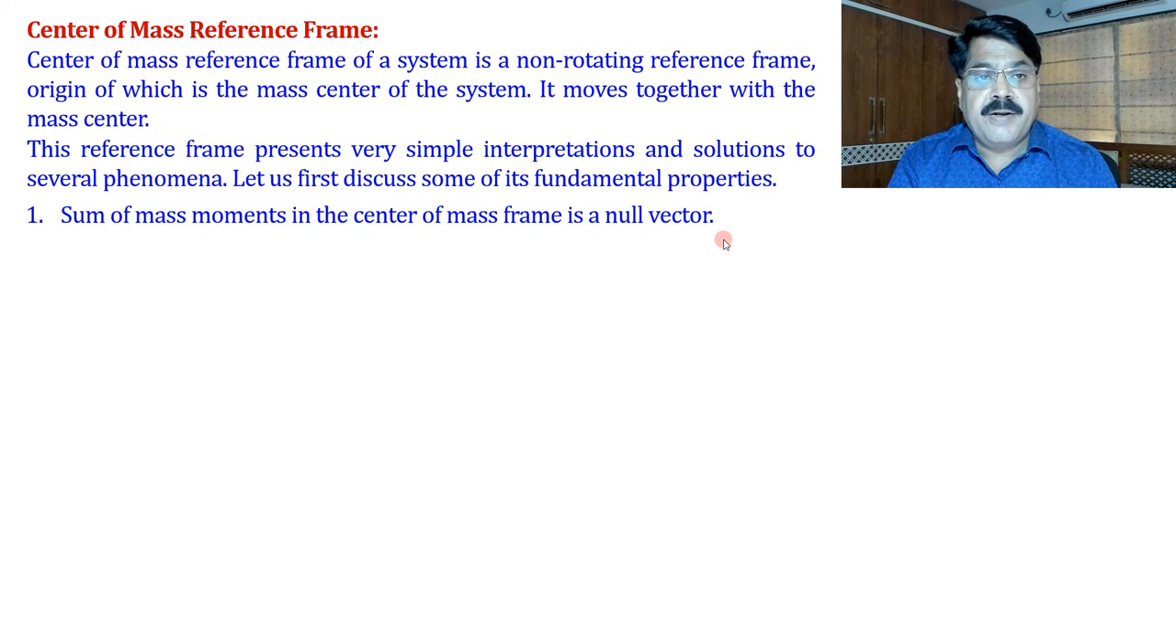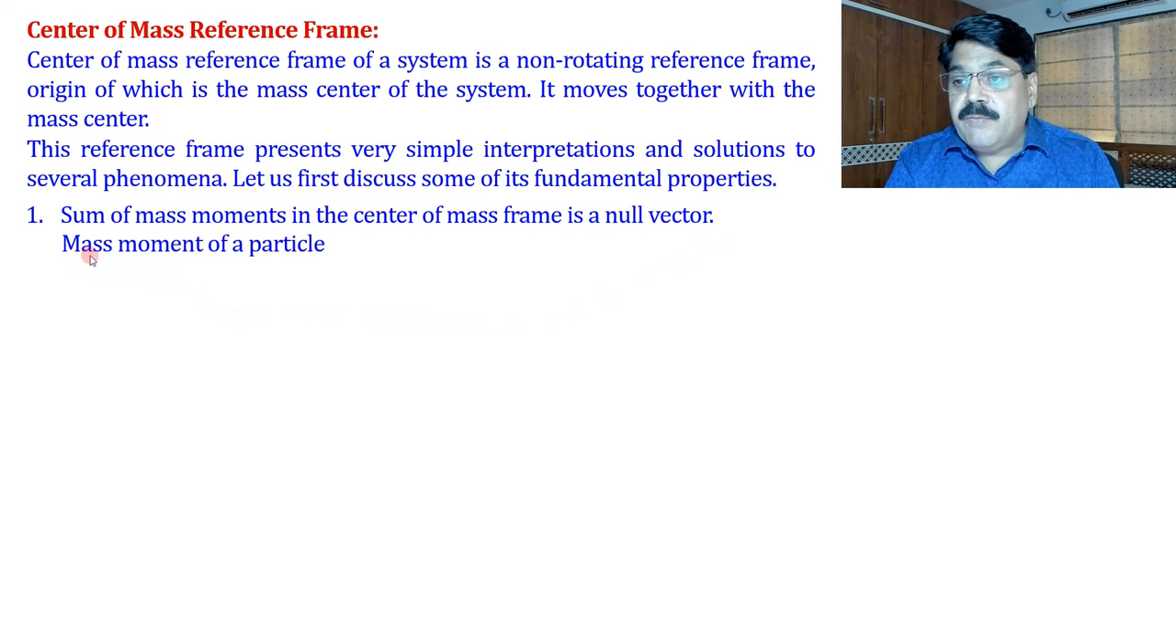And mass moment in the center mass frame will be what? The product of the mass of the particle and the position vector of the particle with respect to the mass center. So for particle 1, what will it be? M1 into R1 with respect to C. For particle 2, what will it be? M2 into R2 with respect to C. So let us write the sum of all such terms.